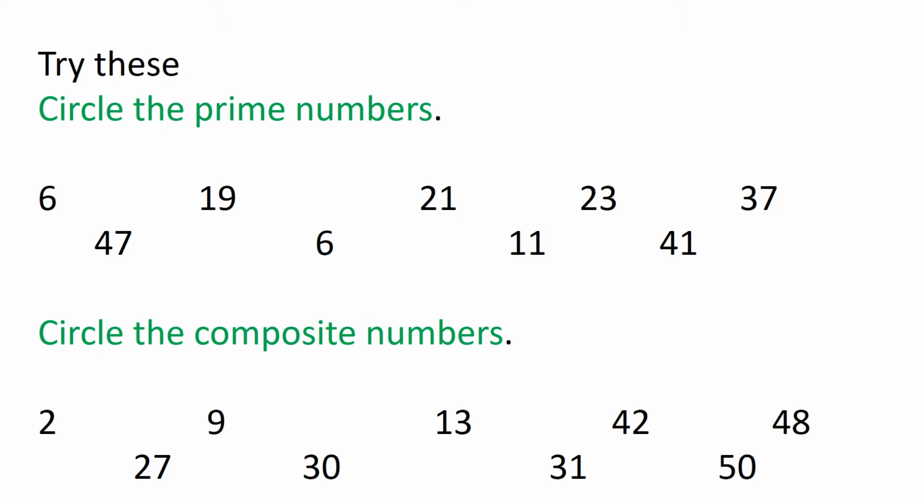Okay children, try these. You now know the prime numbers from 1 to 50. So in the first part, circle the prime numbers from the given numbers, and in the second part, circle the composite numbers from the given numbers. Okay?